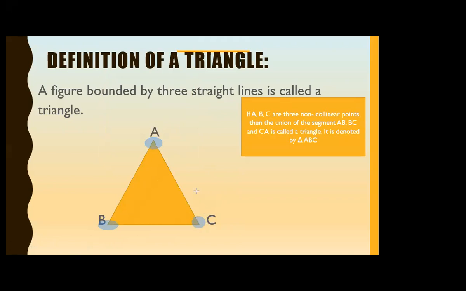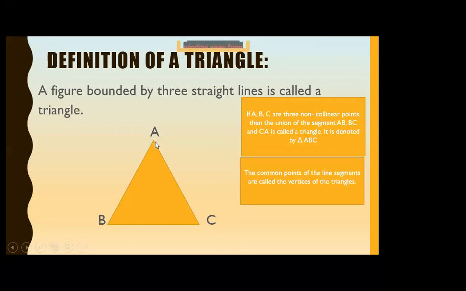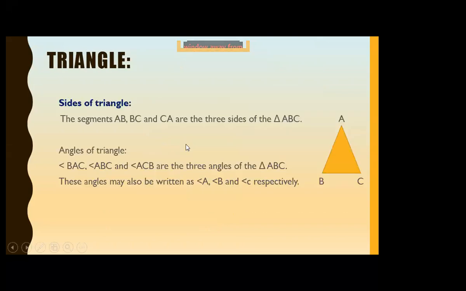These three points do not lie on the same line, and when we combine them, the union of these three segments AB, BC and CA gives you a triangle ABC, right? The common point of AC and AB is A. In AB and BC, the common point is B. So the common points of the line segments are called the vertices of the triangle. Only A is called a vertex, and A, B, C are called the vertices of the triangle, right?